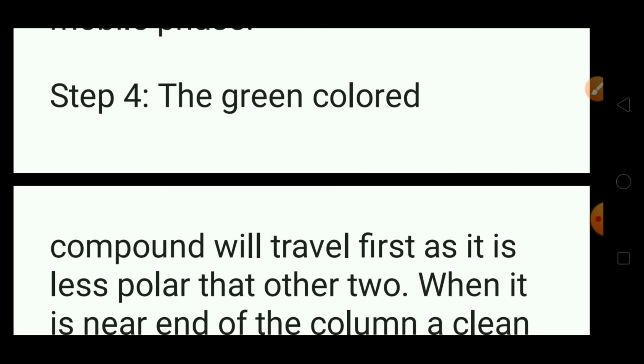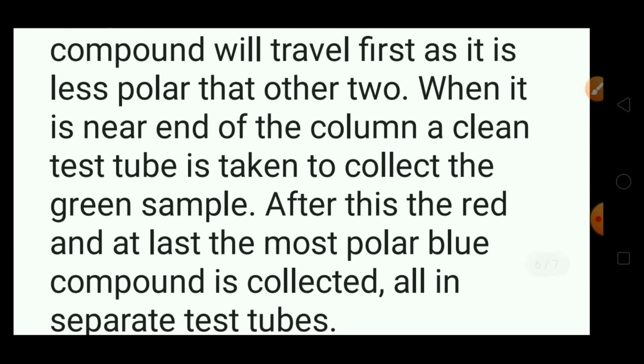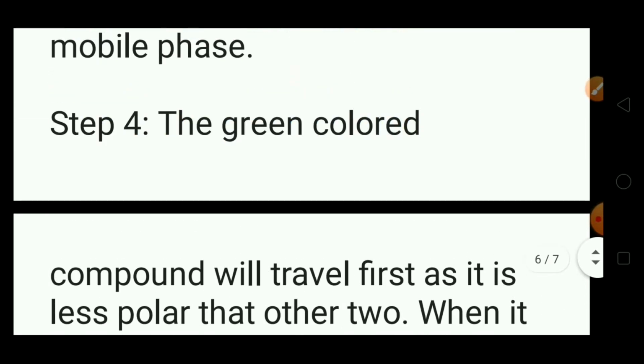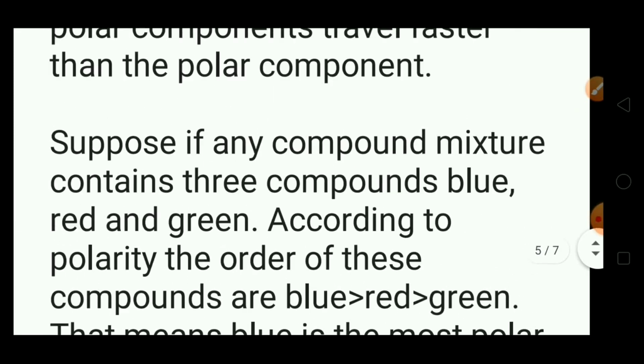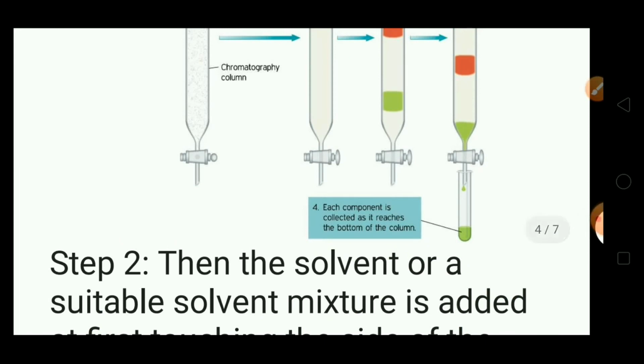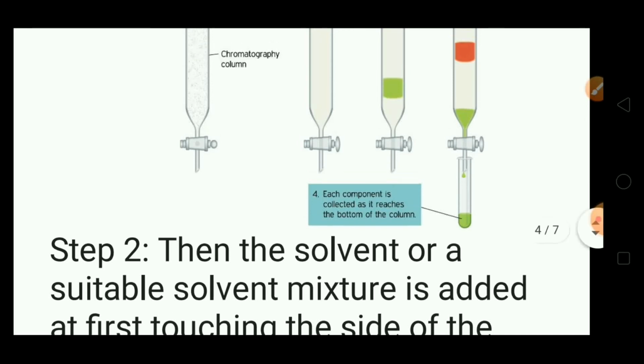When it is near the end of the column, a clean test tube is taken to collect the green sample. After this, the red and at last the most polar blue compound is collected, all in separate test tubes. You can see in the diagram step 4 for better understanding. Each component is collected as it reaches the bottom of the column.